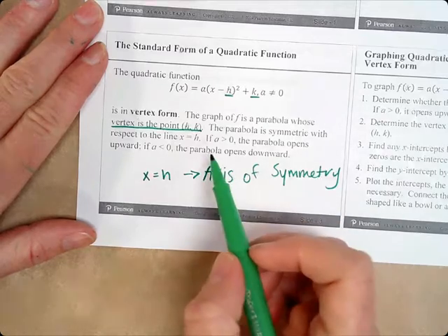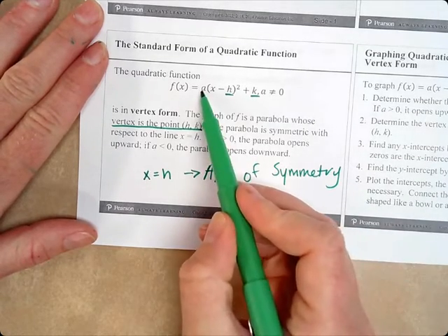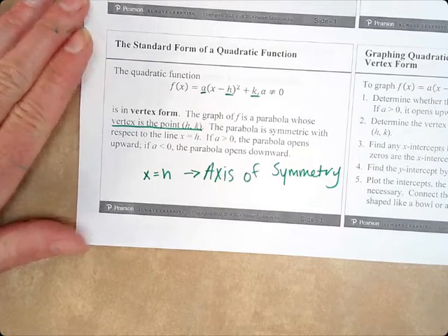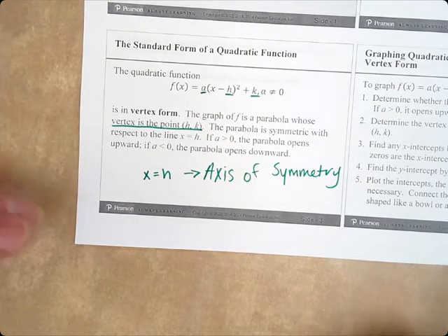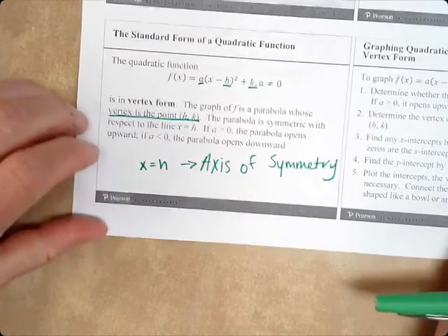And then to know if the parabola opens upward or downward, you look at the a value. If the a value is negative, then it will open downward. If the a value is positive, it opens upward.